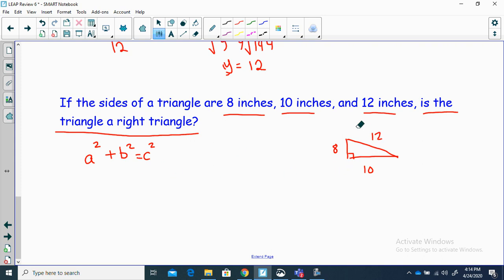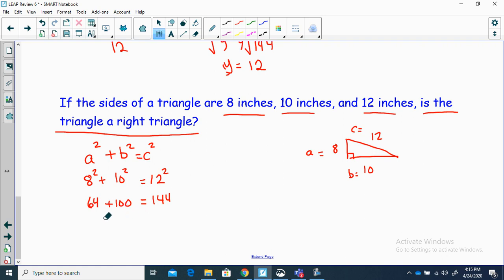Okay, the C will be across from the right angle because it's the hypotenuse, the longest side. We would substitute 12 in for C. The A, it doesn't matter which one's A and which one is B, so long as the C is across from the right angle. Okay, in place of the A, I could substitute 8. In place of the B, I could substitute 10. 8 squared is 64. 10 squared is 100. Is equal to 12 squared. That's 144.